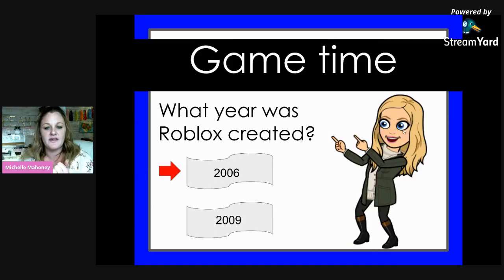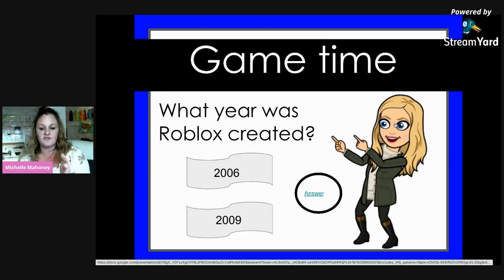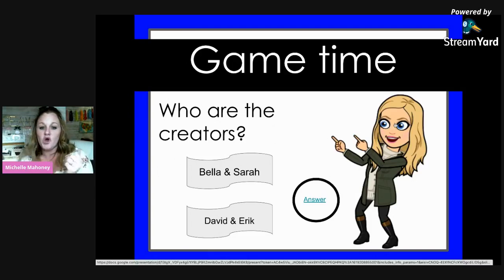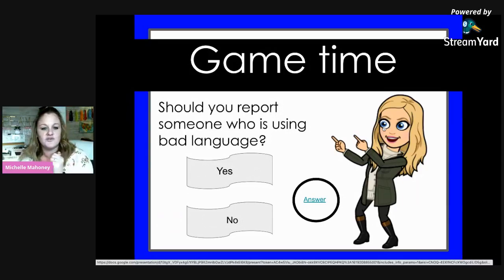Then you want to pick something that you're going to switch back to the main slide. So me, I did my head over here. So the slide goes back and then I switch to the next one. Who are the creators? I do the same thing with the fingers. David and Eric. Oh my gosh. Okay, cool. Click my head again. Go to the next slide. Should you report? Yes or no?